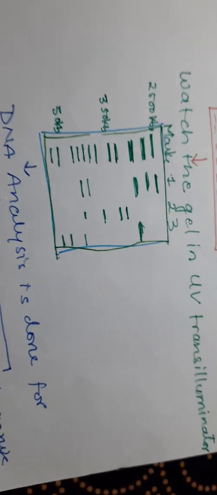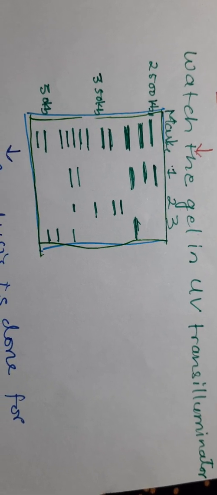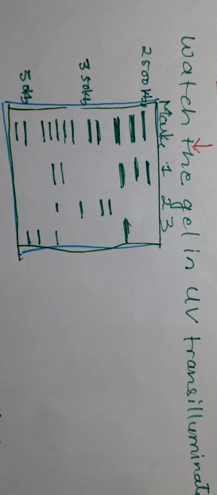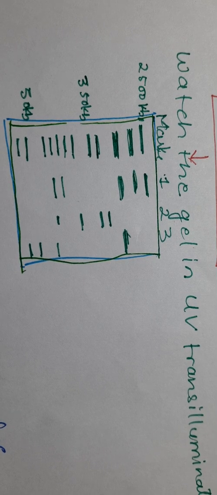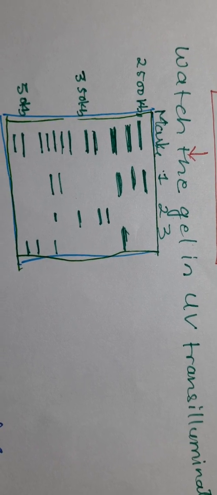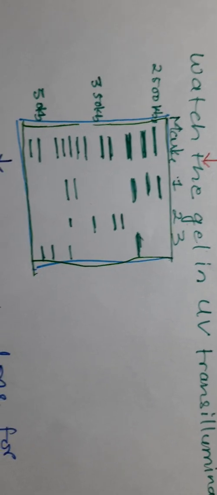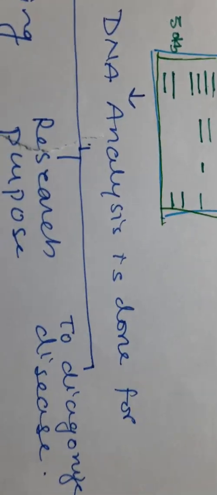You will see the bands in the marker. You will see different fragments of DNA of different sizes, and different samples have different size DNA. You can always compare it with the marker and find out that your sample number 1 has a fragment of 2500 kb, and so on. This DNA analysis is done in case of DNA fingerprinting, for research purposes, and to diagnose disease. So this is all about gel electrophoresis.